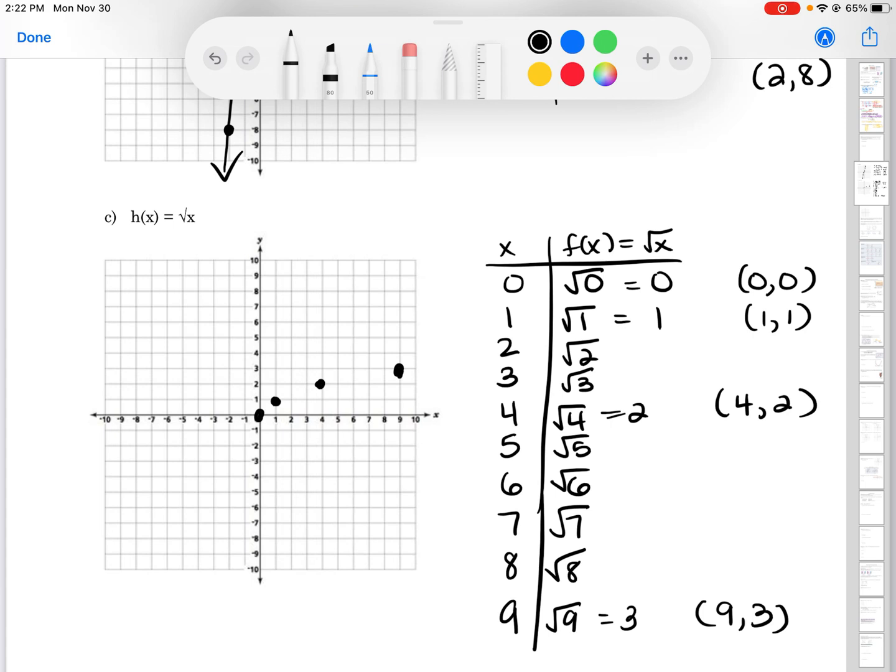So it's nicer if we can plot the easier to plot numbers. And if I were to plug in anything negative, it would be undefined. So this is an endpoint here, and it's just going to continue off to the right. And that's because I have a domain restriction here.